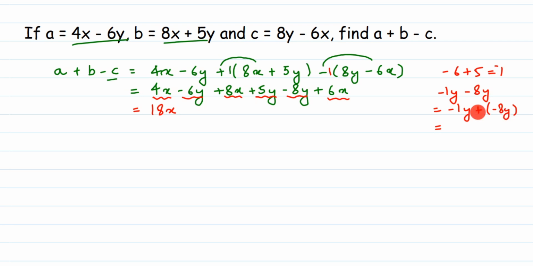Now you're adding integers of the same sign. When the signs are the same, you actually add the numbers. So 1 plus 8 is 9 and the sign will be the same because both are negative. We get minus 9y. That's it. There's no other constant. So 18x minus 9y is the answer.